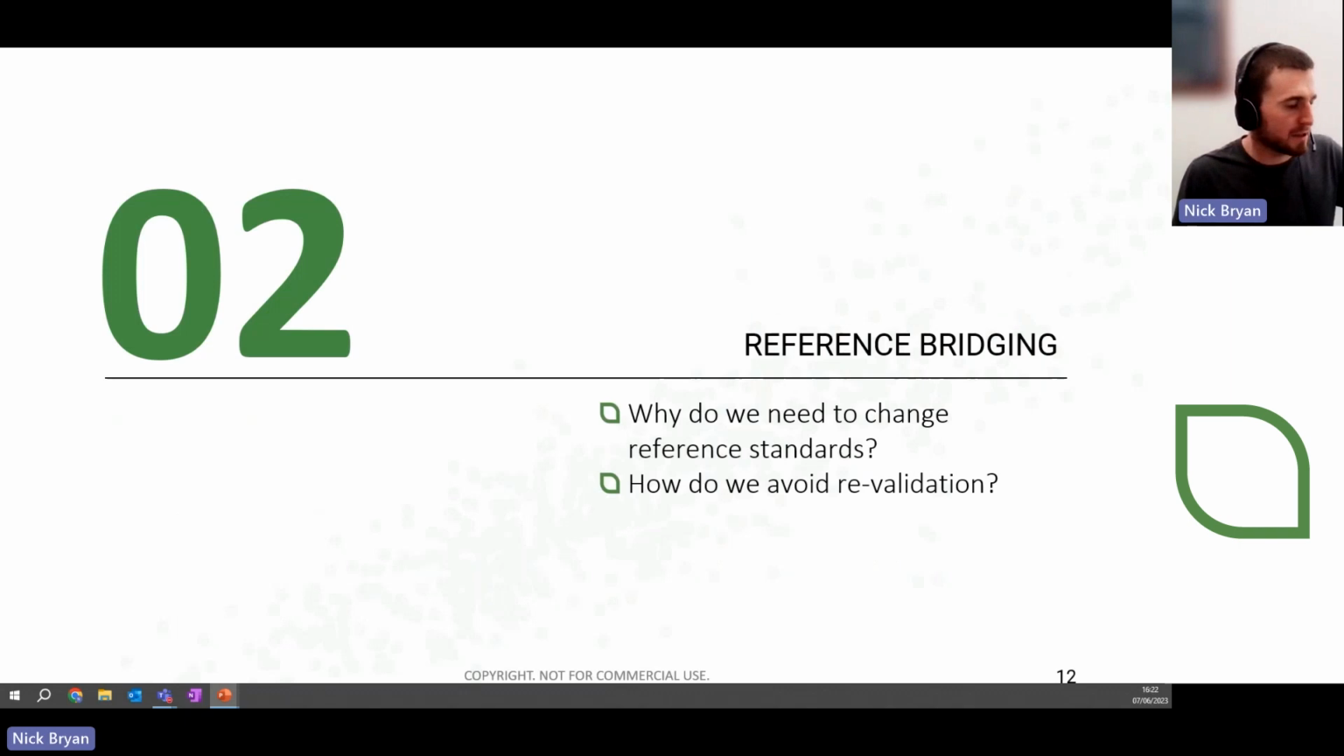Okay, so the second part of this discussion, we're going to look at reference bridging, and hopefully you'll see why we've grouped these two topics together. There are some similarities here in terms of the procedures that we go through, and in terms of trying to establish the same assay performance. But we're also going to discuss why we need to change reference standards at all, and how we avoid revalidating our assay when we do change reference standard. And we'll look at that through the reference bridging study.